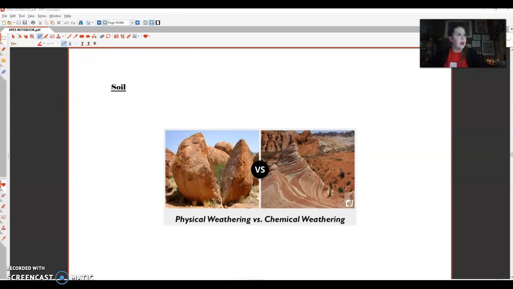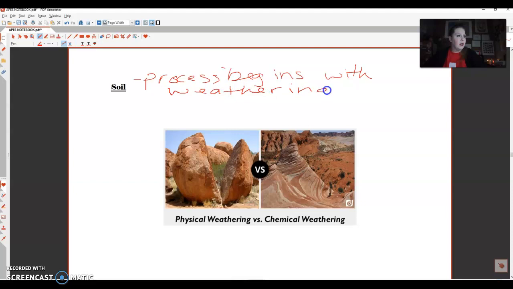So the first thing we need to write down is that the process begins with weathering. So I got a new little pad to write on, guys, and this does not look good. So I'm going to need a little practice, okay? So the process begins with weathering. That's what that says. Okay.